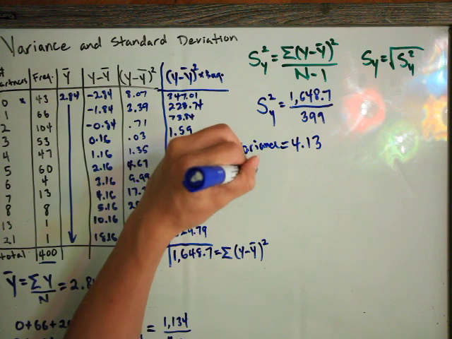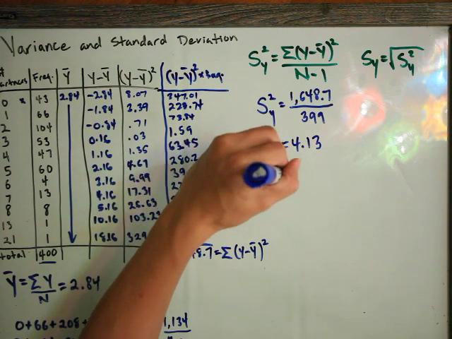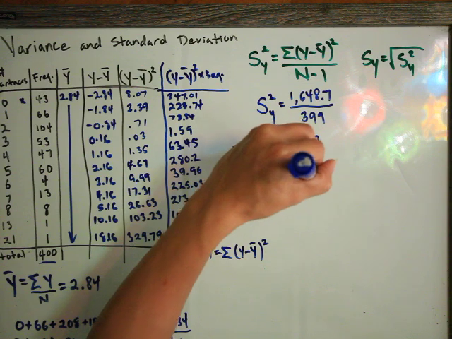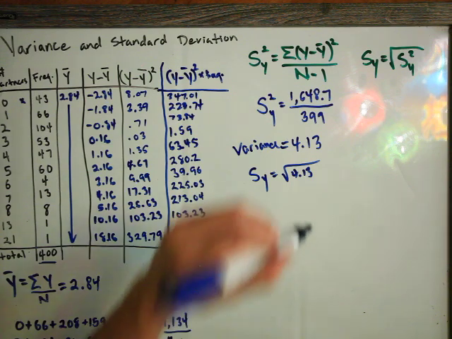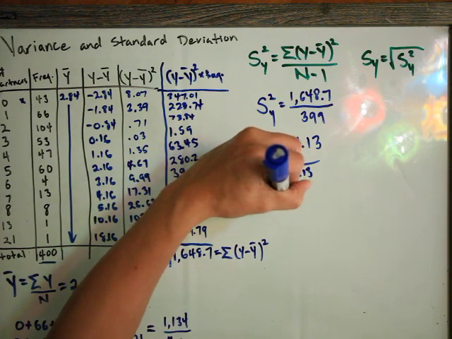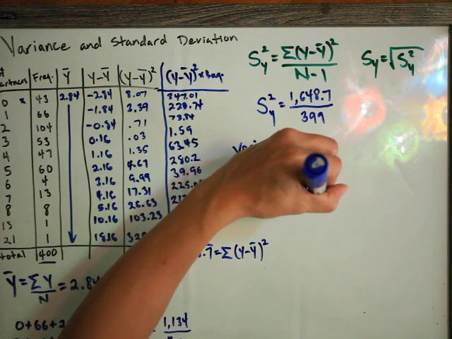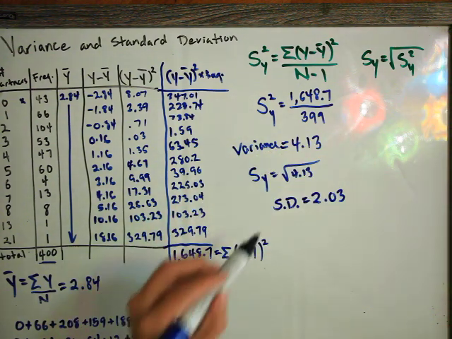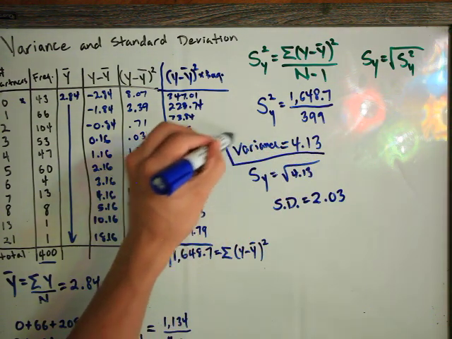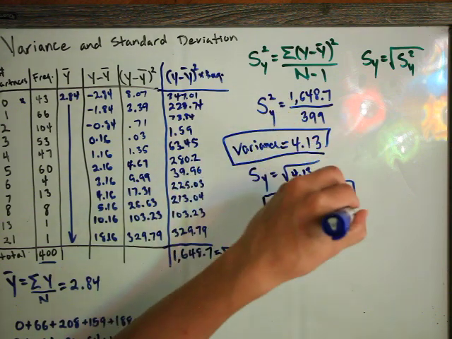To find our standard deviation, all we need to do is take the square root of 4.13. And that's going to give us the square root of 4.13, a standard deviation of 2.03. So here we have our variance and our standard deviation.